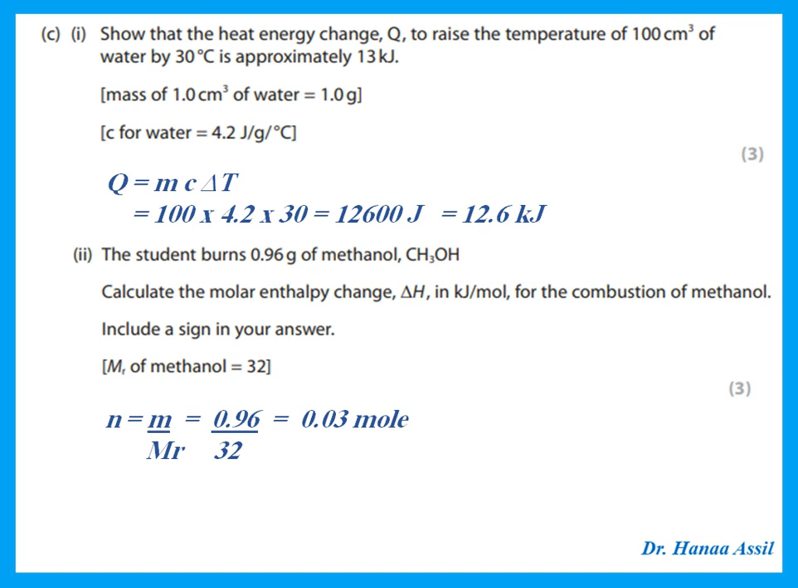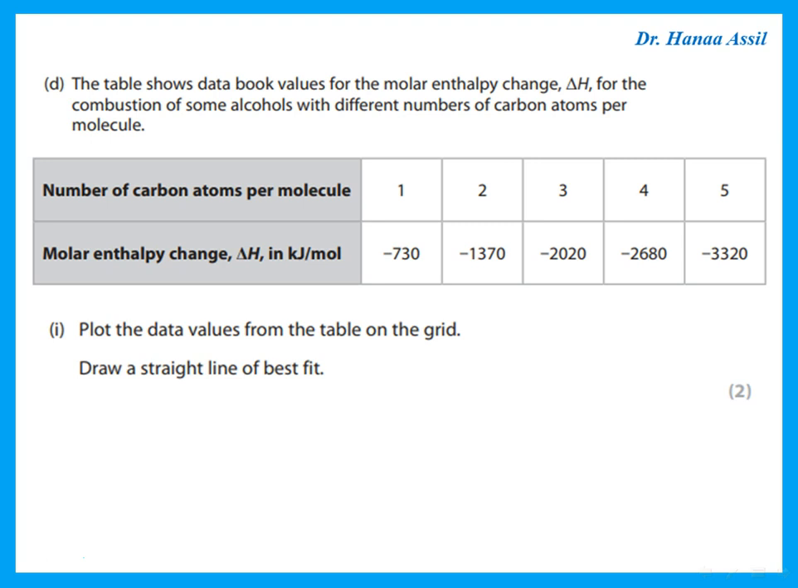Number of moles is mass over molecular mass, the mass of methanol over its Mr. This gives me the number of moles. And then ΔH is Q over n. So the Q that we got up there, 12.6, over the number of moles, gives me a value of ΔH in kilojoules per mole. Remember, ΔH must have a sign. How did I know that the sign is minus? Because this is combustion. Combustion is an exothermic reaction. ΔH must be negative.